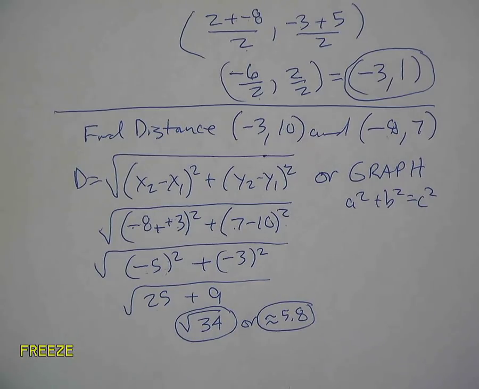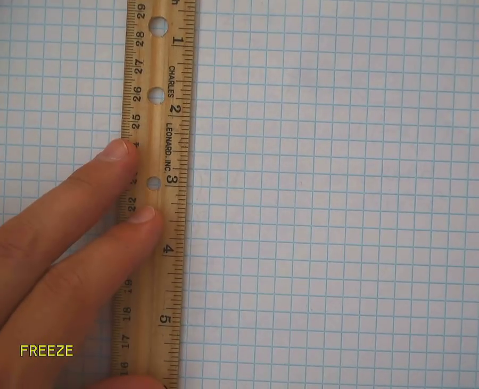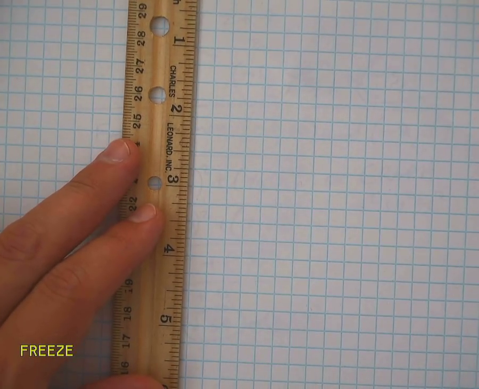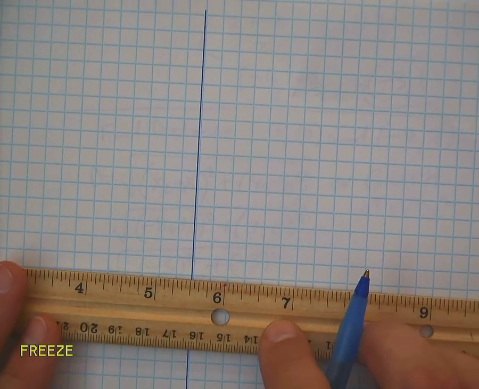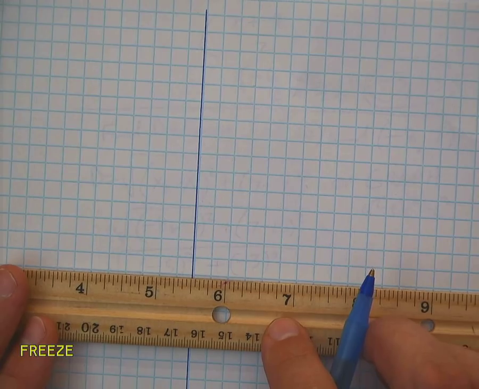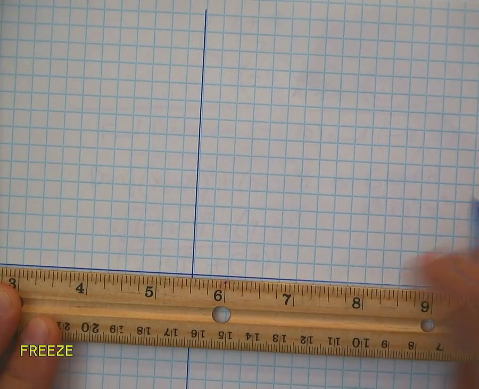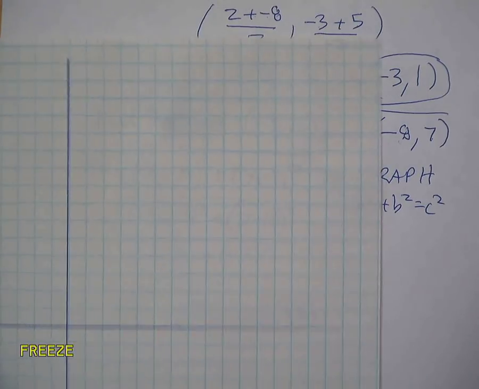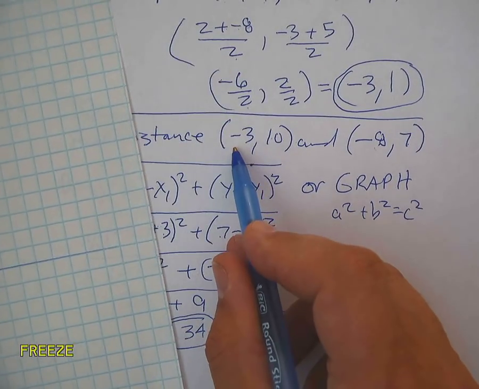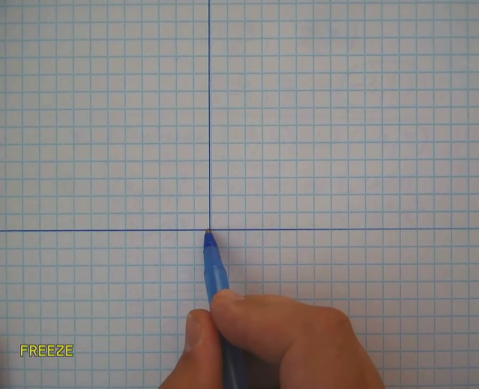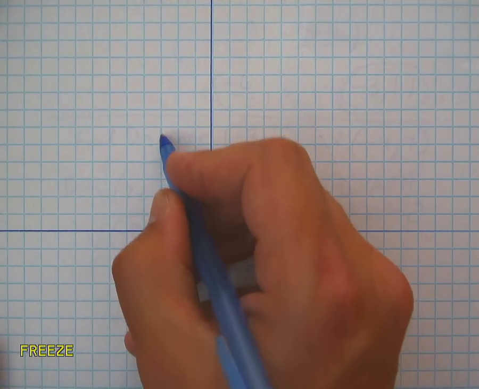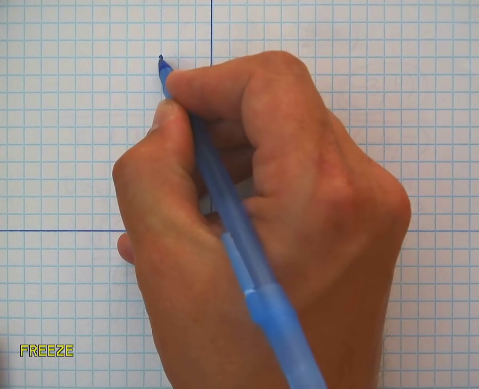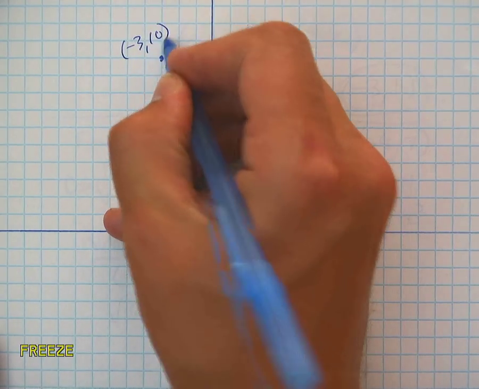Now, I'm going to show you how to do it on a graph. So if you could get out a sheet of graph paper, I'm going to do this along with you. I'm going to make a coordinate grid here. This is a coordinate plane, right? And I'm going to put in my points. So my points were (-3, 10). That means I go to the left 1, 2, 3, and up 1, 2, 3, 4, 5, 6, 7, 8, 9, 10.